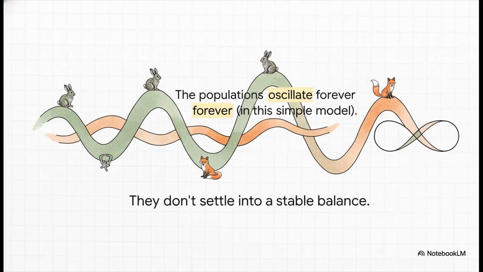And what's so wild is what this simple model predicts. You'd think maybe they'd just find some stable balance, or one would wipe the other one out, right? Nope. Instead, they get locked into this perpetual cycle, an endless oscillation. More rabbits lead to more foxes, which in turn leads to fewer rabbits, and then, of course, fewer foxes. It's this beautiful and kind of brutal mathematical dance of life and death.